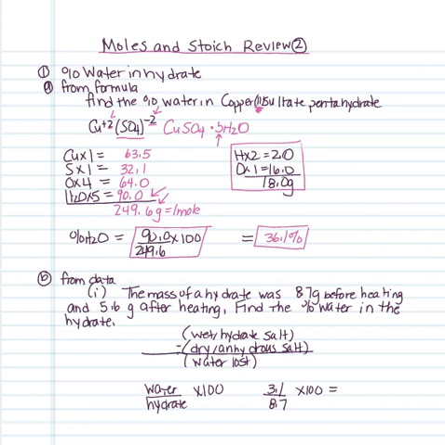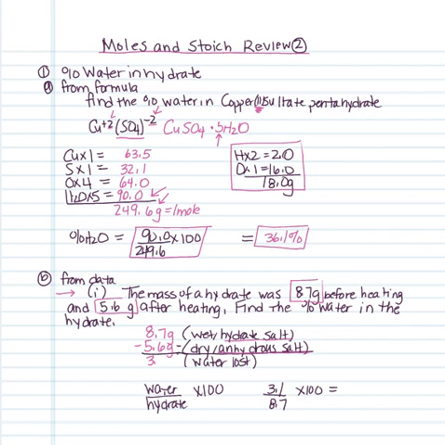If we want to find the percent of water in a hydrate using data, the question might say something like the mass of a hydrate was 8.7 grams before heating and 5.6 grams after heating. Find the percent of water in the hydrate. The wet salt has a mass of 8.7 grams before. That might also be called the hydrated salt. We're going to subtract the mass after heating, which is the mass of the dry salt, which also might be called the anhydrous salt. And when we subtract, we'll get the total mass of water lost.